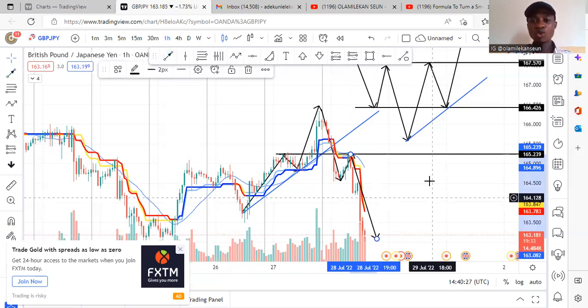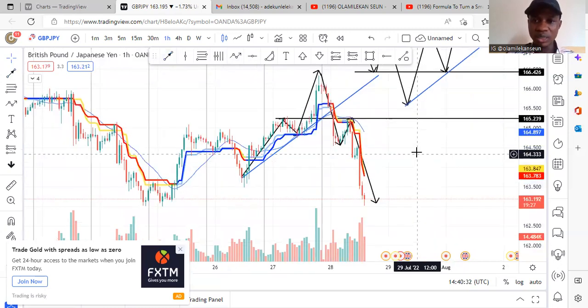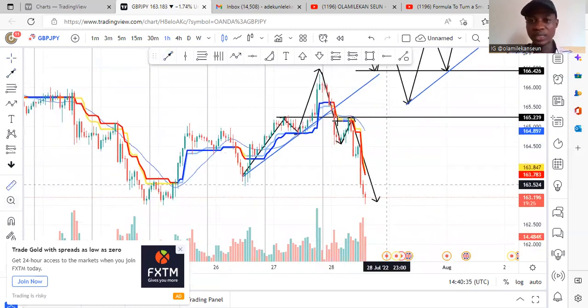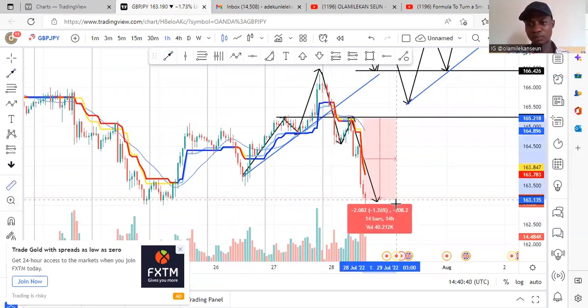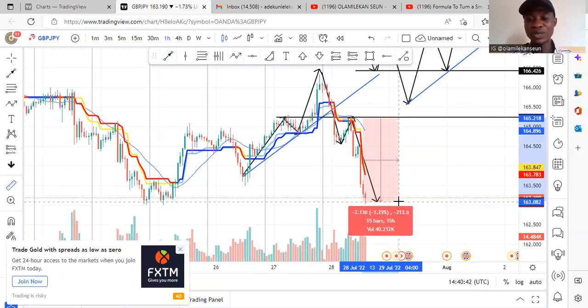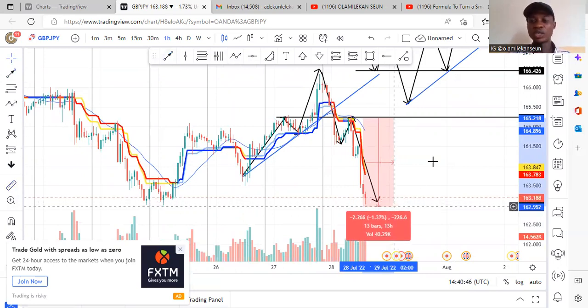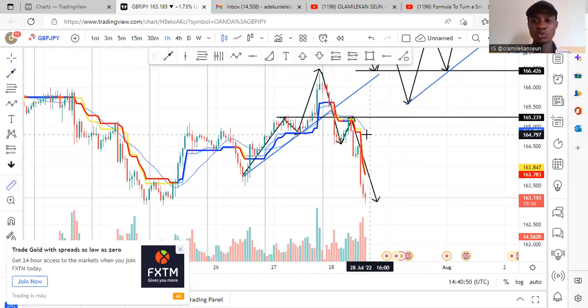So if you are an aggressive trader, you can actually trade from this point. If you trade from this point, let's see how many pips you would have caught. You would have caught like 219 pips. Wow, that's massive.